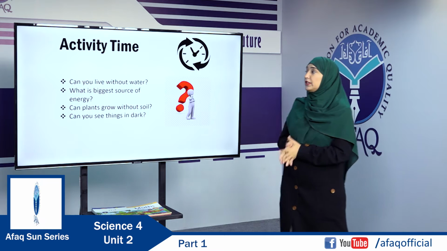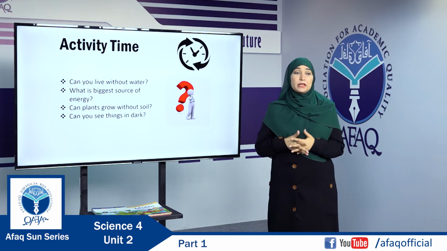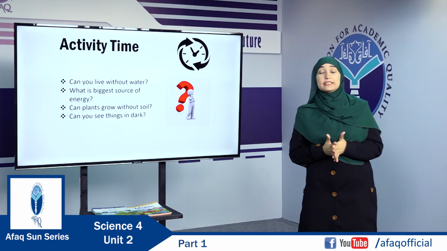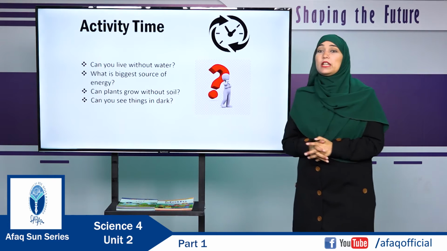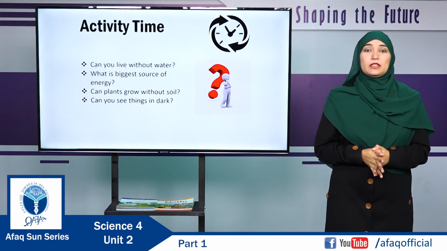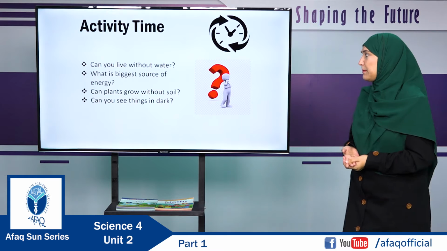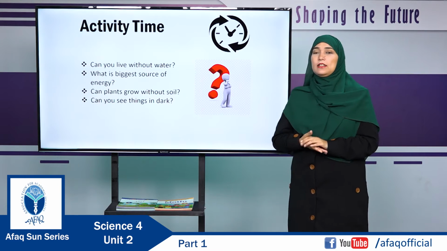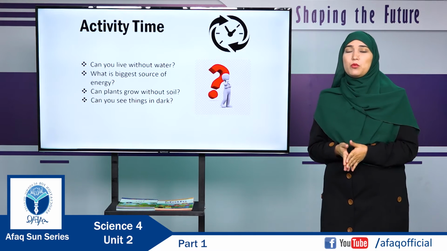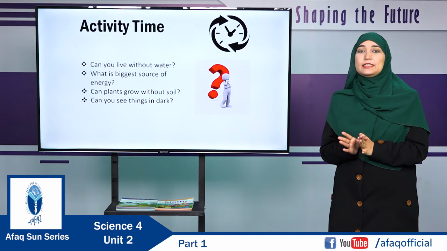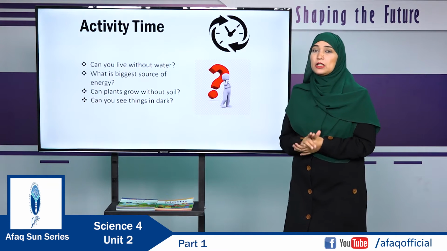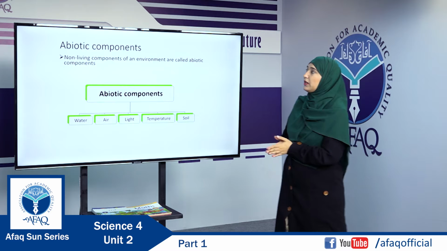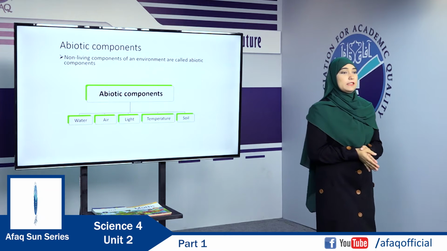Obviously, you cannot live without water. And the biggest source of energy is the sun. Plants cannot grow without soil, and you cannot see things without light. So, light, temperature, soil, air, water, what are these things? These things are present in your surrounding and they form your environment. These are non-living things. So, what are abiotic components?